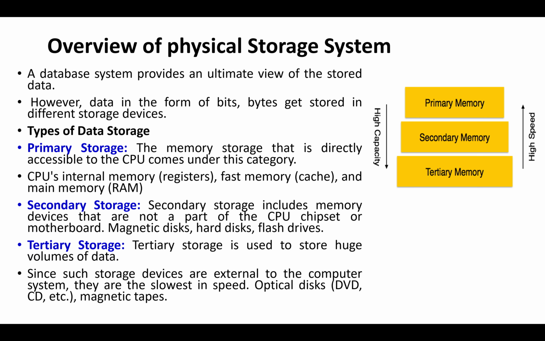The second type of data storage is secondary storage. Secondary storage includes memory devices that are not a part of the CPU chipset or the motherboard. Some of these are magnetic disk, hard disk, and flash drives. The third type of storage is tertiary storage. It is used to store huge volumes of data. Since such storage devices are external to the computer system, they are slow in speed. Some examples are DVD, CD, etc., and magnetic tapes as well.